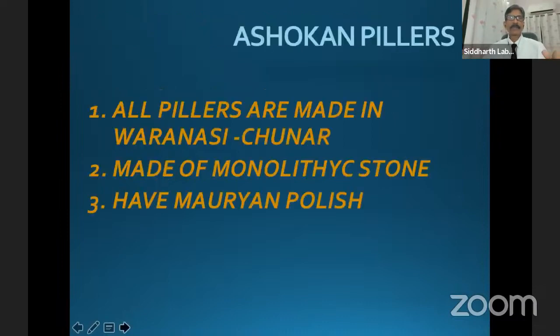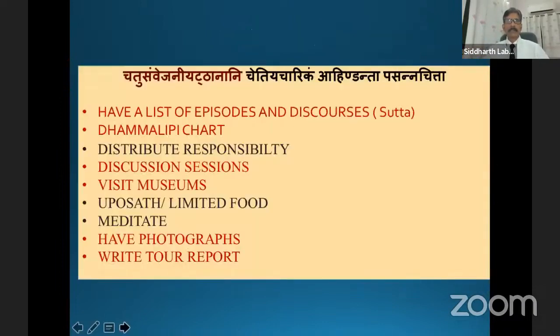Then in the pillars, what do we find? The pillars are made of Varanasi stone, called Chunar. Chunar is the name of the village from where the stones were taken, and then they were polished with the Mauryan polish. And all these pillars are monolithic stone, that is, a single piece. That is the beauty of the Ashokan pillars. We will not discuss the Ashokan pillars in much detail, because it is an entirely different subject.